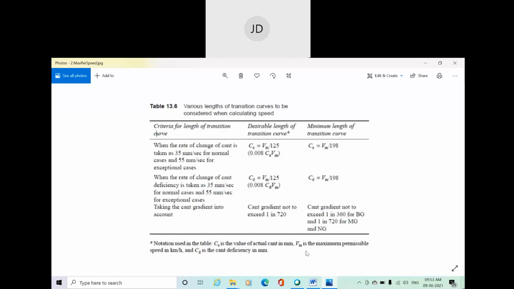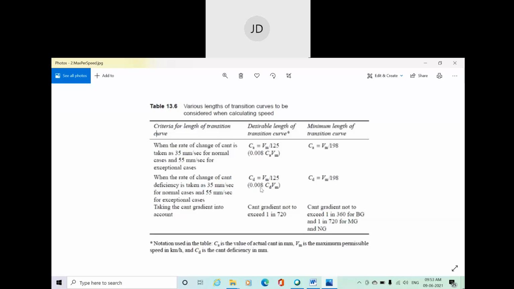And what is Vm here? Vm is the maximum permissible speed in kilometer per hour. And Cd is your cant deficiency. In the second case you can see Cd is also applied here, when the rate of change of cant deficiency is taken as 35 millimeter per second for normal case, and for exceptional cases 55 millimeter per second.